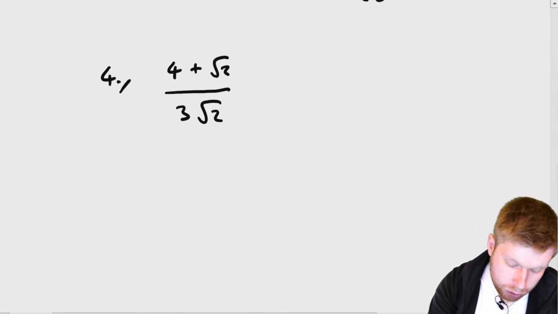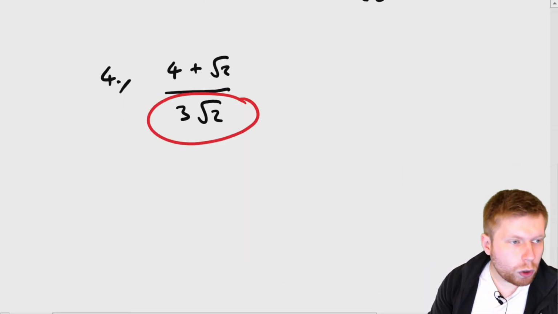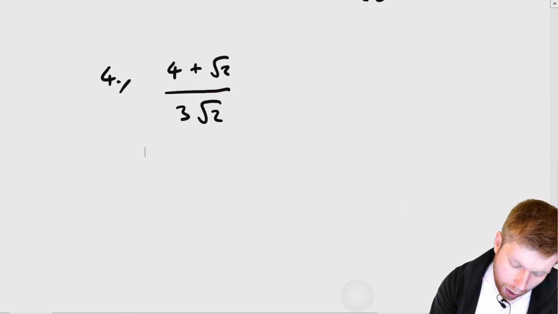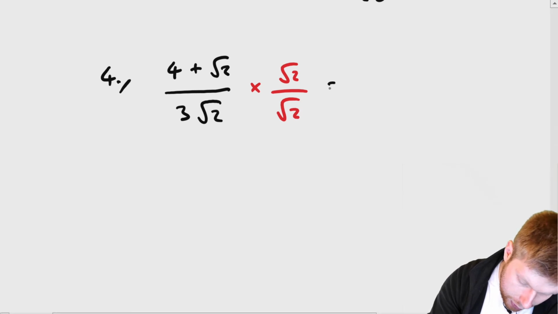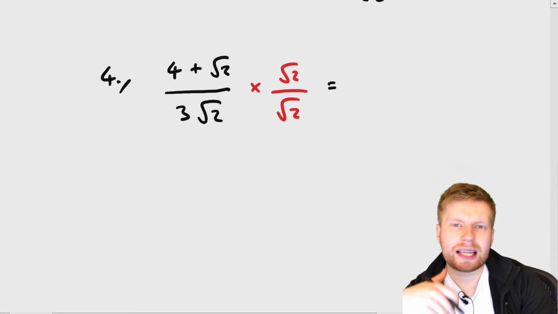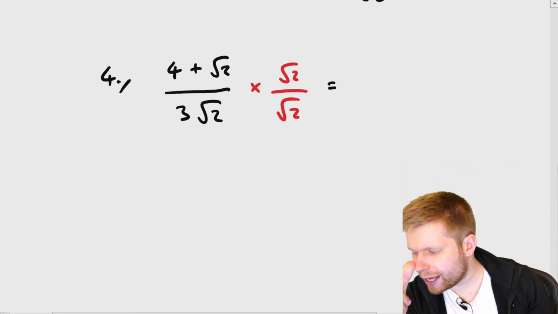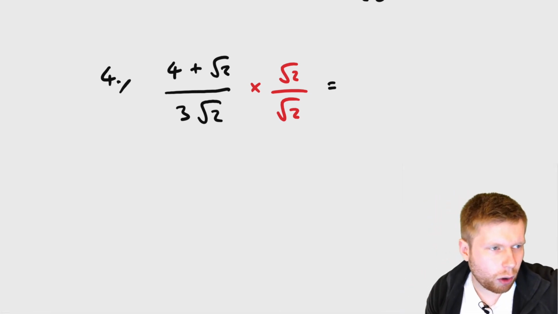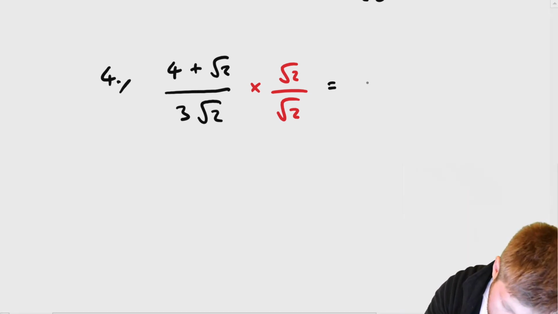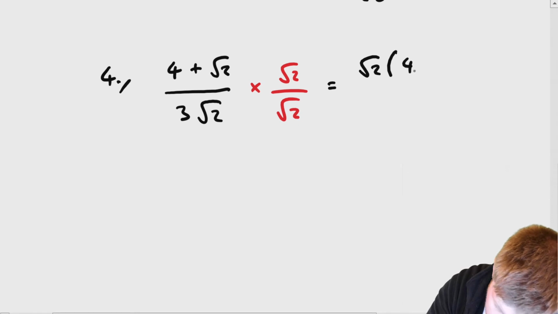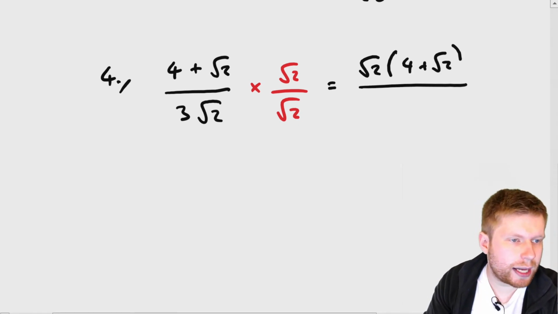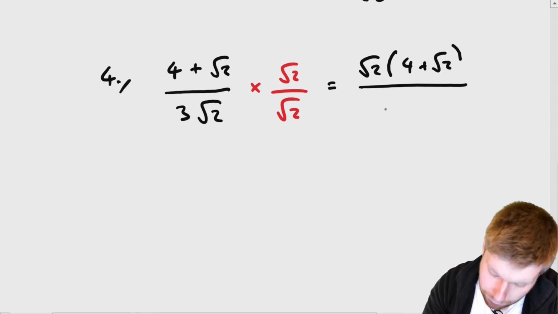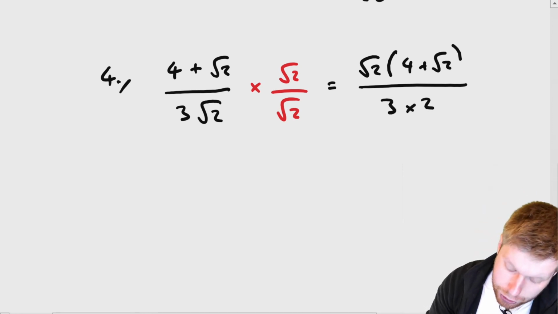So again, what am I going to multiply by? Well, look at the denominator. What's making that thing irrational? I need to multiply by root 2 over root 2. Okay, now let's have a go at this. I'm going to write it out longhand. If you're okay with multiplying out brackets in your head, fine, but I'm going to multiply it longhand just to make sure we're okay. So we're going to get root 2 multiplied by 4 plus root 2, all divided by, we'll have a look on the denominator. I get 3 root 2 times by root 2. That's the same as 3 times 2.